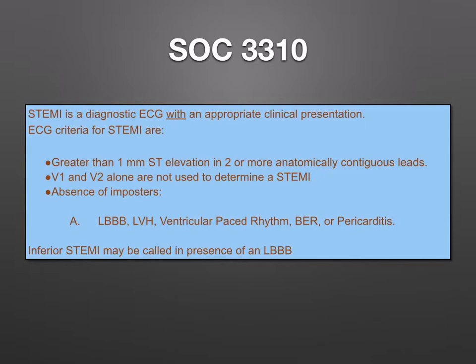And another note, an inferior STEMI, that is elevations in 2, 3, or AVF, may be called in the presence of a left bundle branch block. To explain why that is, it may be helpful to remember why we can't call a STEMI in the presence of one of these imposters. Each one of these imposters creates this artificial ST elevation that looks like or mimics the elevation that we see in an ST segment elevation MI.